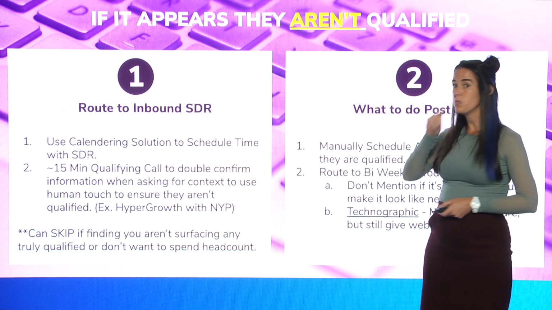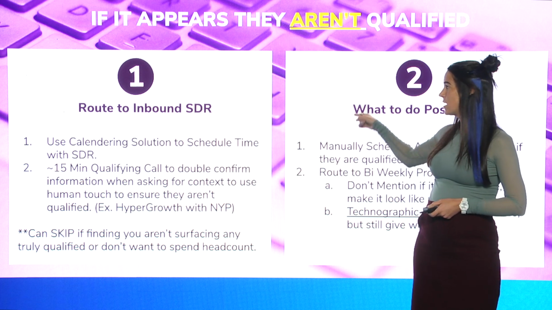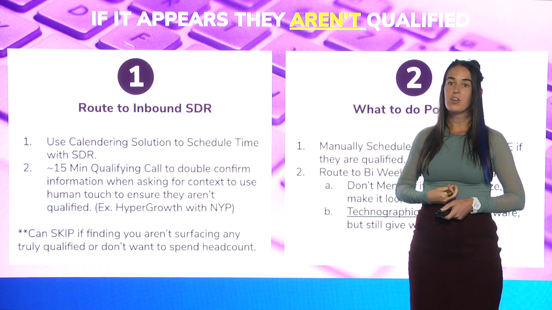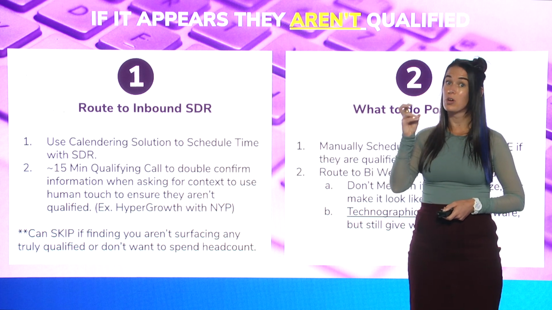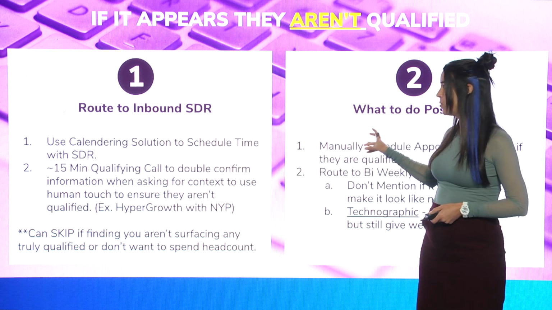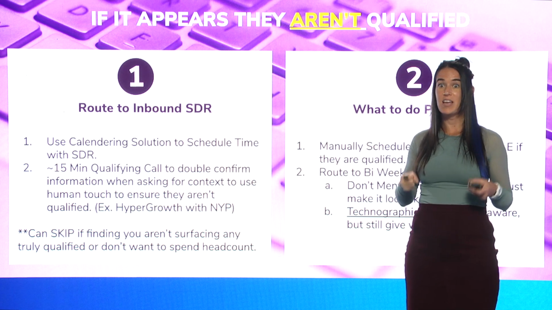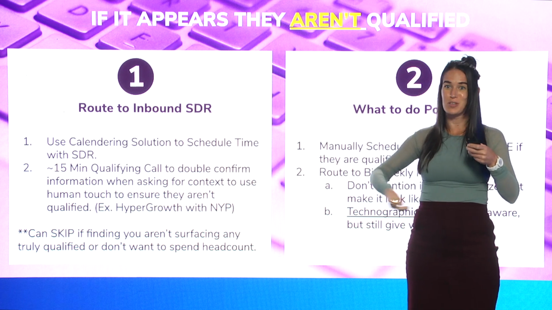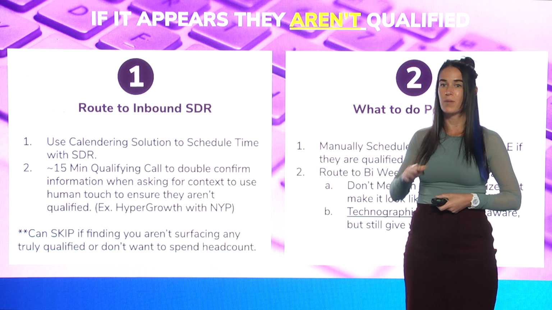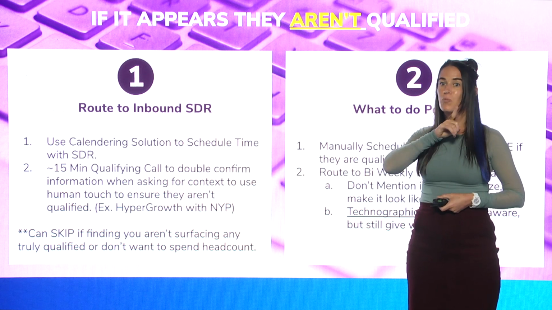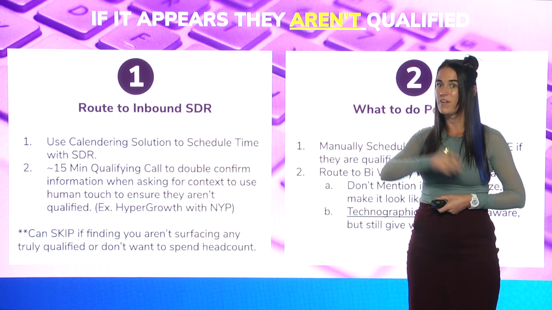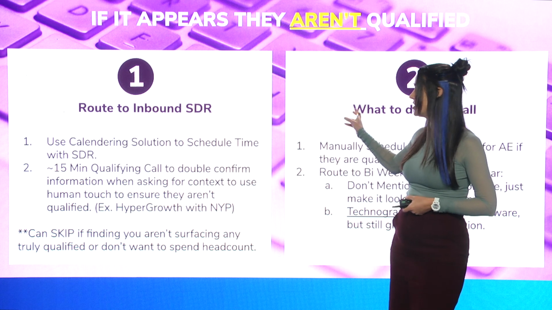At that point, you can do one of 2 things. You can directly route to an inbound SDR and say, hey, I really want to double check if the people who look unqualified on paper truly are unqualified. So if you really want to double check and you value making double sure that this person is unqualified, then you can have that person, where they fill out the form and aren't qualified on paper, route directly through a calendaring solution, just like they did for the AE when they were qualified, to an SDR instead, and the SDR can jump on the line.